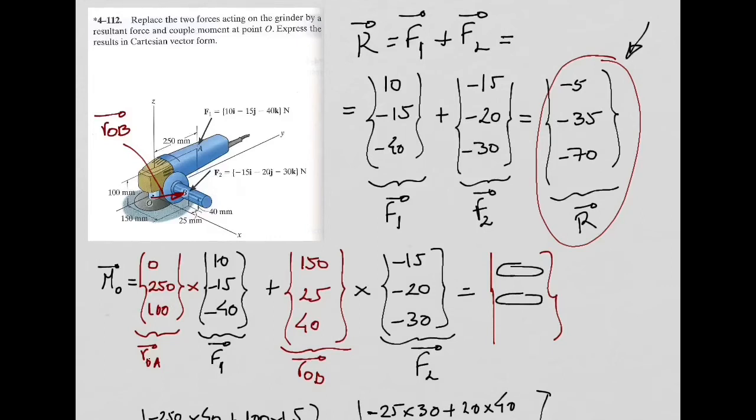You will have a component in the y direction, and you will have a component in the z direction, and they will not be 0. So this means what? The system is not in equilibrium, right? Because the summation of forces is not 0. The summation of moments about point O, in this case, is not 0. So this system, under the action of these two forces, F1 and F2, is not in equilibrium.